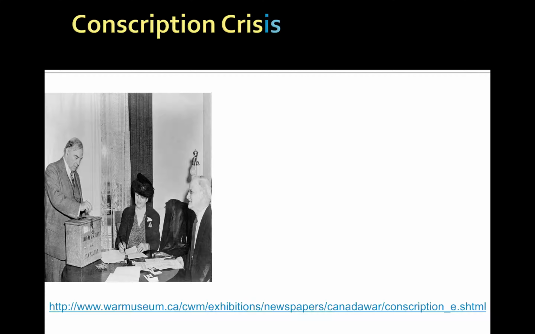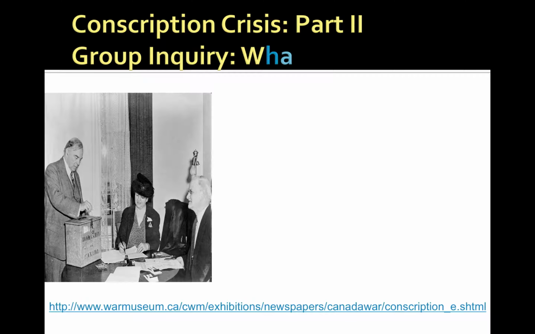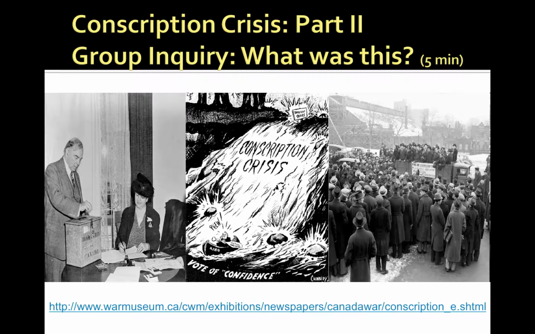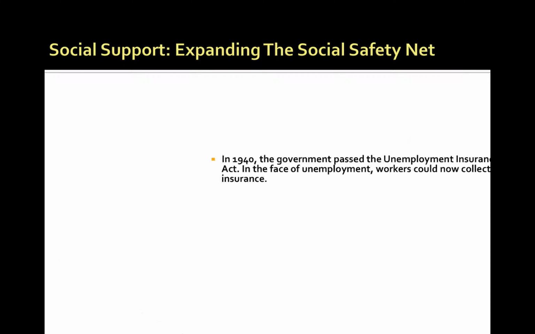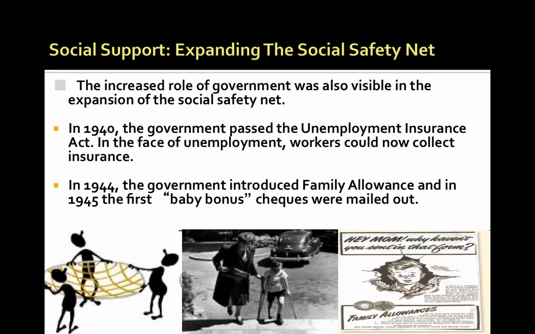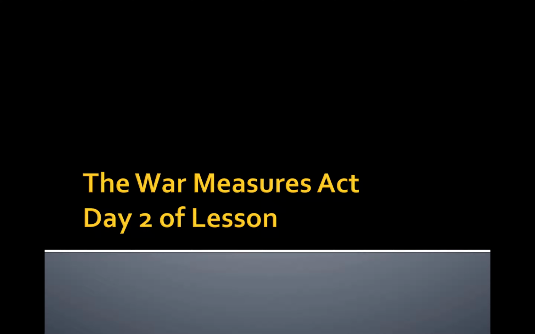Next, conscription crisis is part 2, and we'll be looking at some exhibits that are primary documents in newspapers on the Canada War Museum site. So, from this point, we're going to look at the social support network and some different things like baby bonuses and unemployment insurance that set the stage for our social safety net that we have in Canada today.